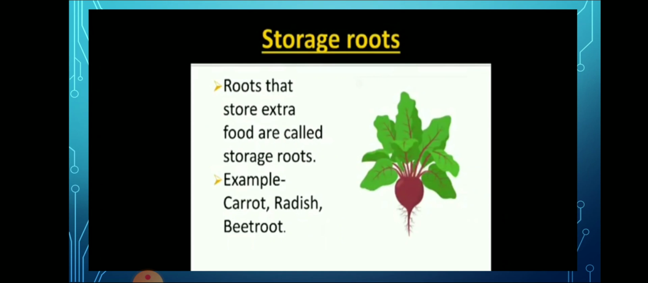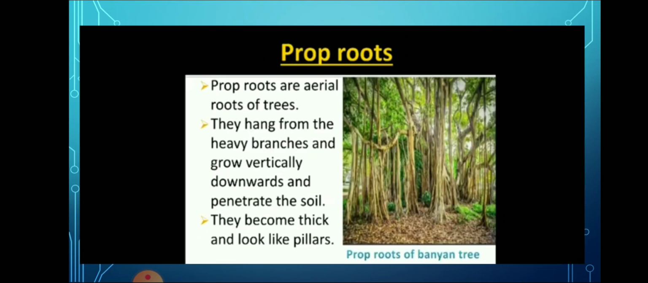Storage roots. I hope you all have seen beetroot. Roots that store extra food are called storage roots. For example, carrot, radish, and beetroot. Prop roots. Prop roots are aerial roots of trees. They hang from the branches of the trees and they grow vertically downwards and penetrate the soil. They become thick and look like pillars.